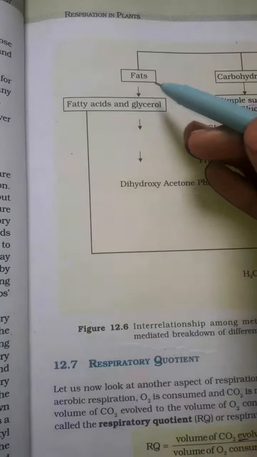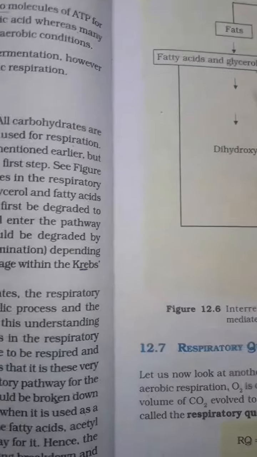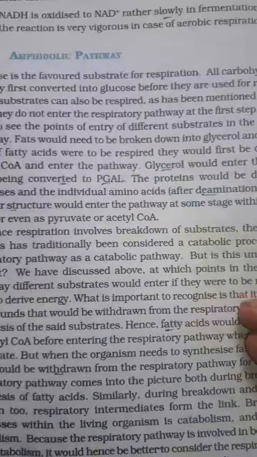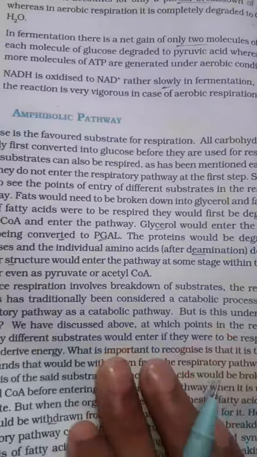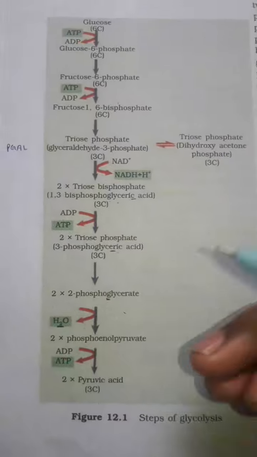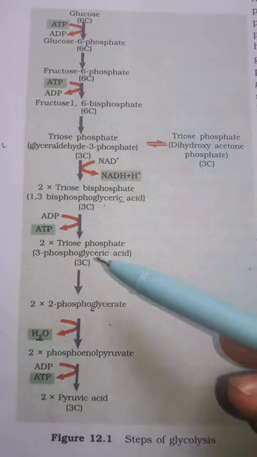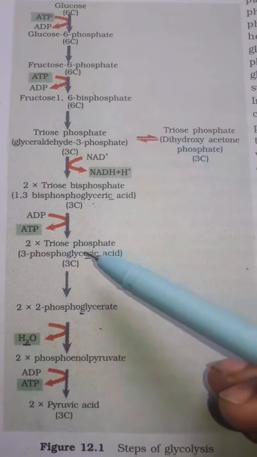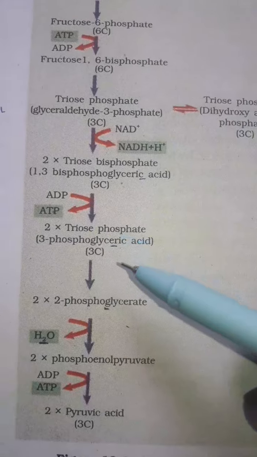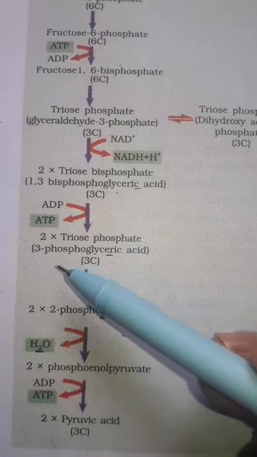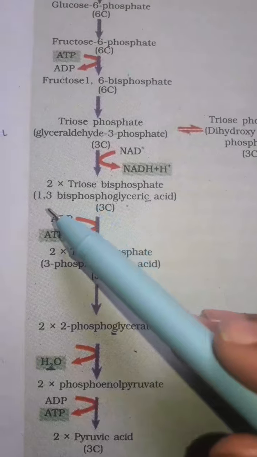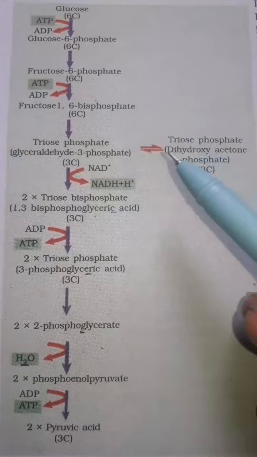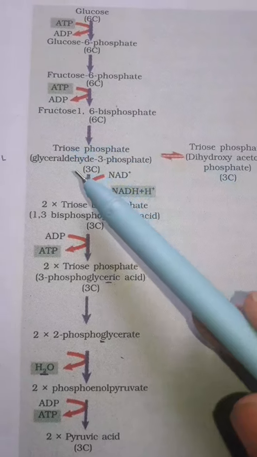So when the fats get broken down to fatty acids and glycerol, first the glycerol gets converted into PGAL. And what is PGAL? Glyceraldehyde 3-phosphate. It is not the phosphoglyceric acid given during glycolysis. It is not 3-phosphoglyceric acid, and it is not 1,3-bisphosphoglyceric acid. We are talking about glyceraldehyde 3-phosphate.